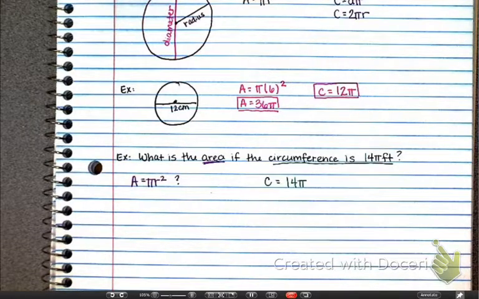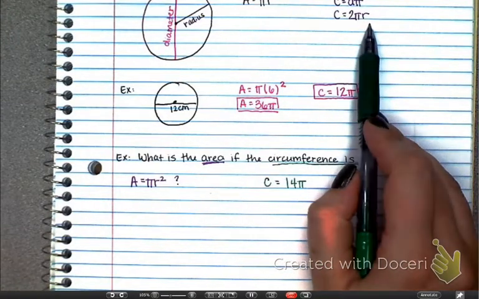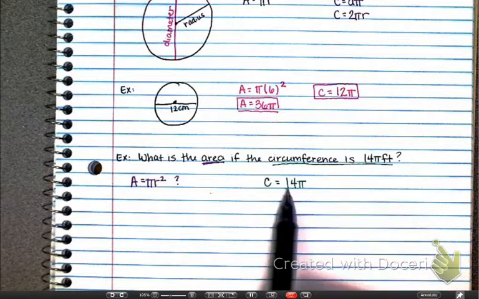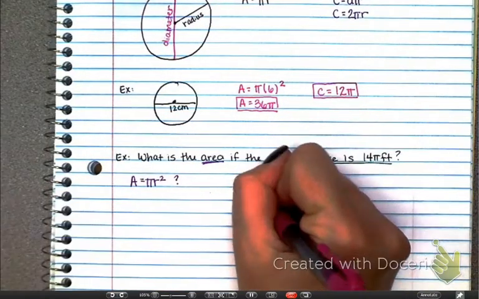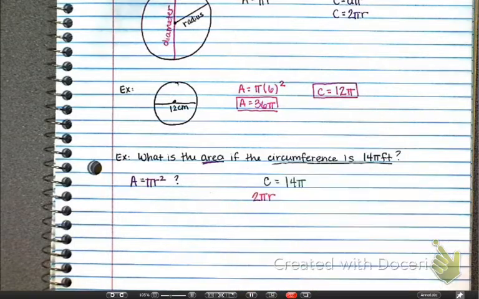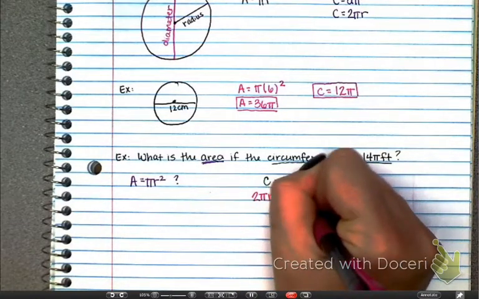Okay, if I know the circumference, do you think I can find the radius? I'm hoping that you're saying yes. I'm going to come back up and use this formula here. So C equals 2 pi r, because that's what I'm looking for. So I'm going to replace C with 2 pi r, and that equals my 14 pi.